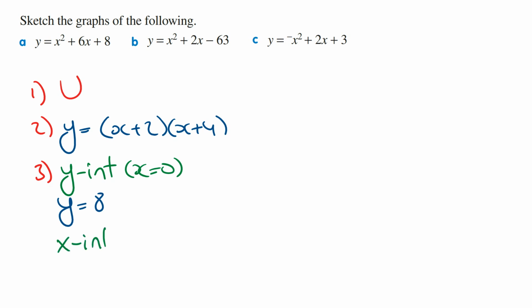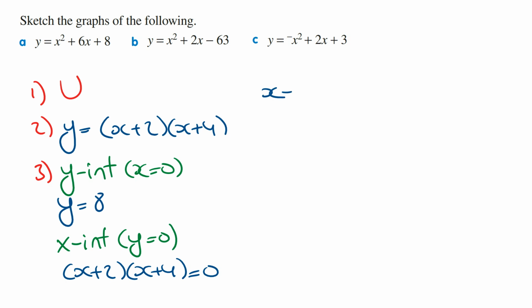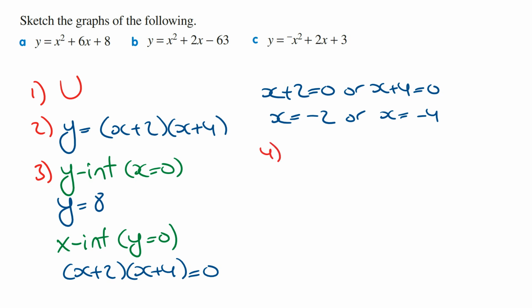For the x-intercept, we let y equal 0 and then solve for x. Solving for the x-intercept, what we do is let the factored form equal 0 and then solve for x. So we let (x plus 2)(x plus 4) equal 0. Then x plus 2 is equal to 0, or x plus 4 is equal to 0, which means x is equal to minus 2, or x is equal to minus 4. And so the x-intercepts are when x is equal to minus 2 and when x is equal to minus 4.